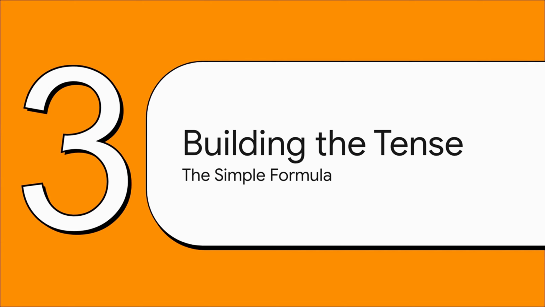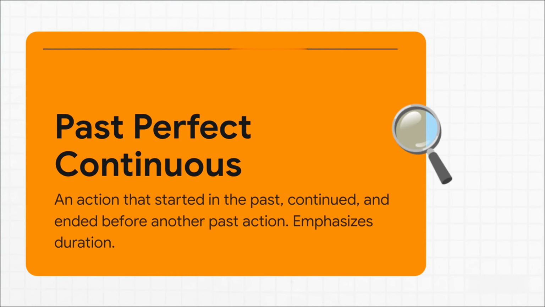It's like putting together a couple of simple building blocks. It's way easier than you think. So here's the official breakdown. The key words you really want to focus on here are continued for a while, and especially duration. See, this tense isn't just about something that happened. It's about the process, the action that had been happening over time.